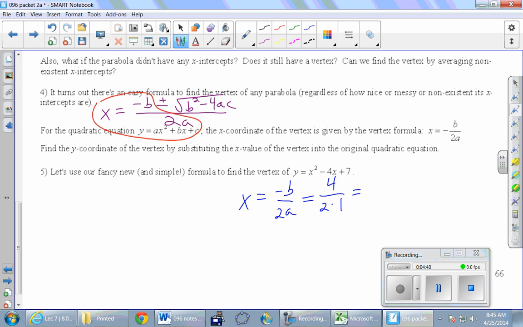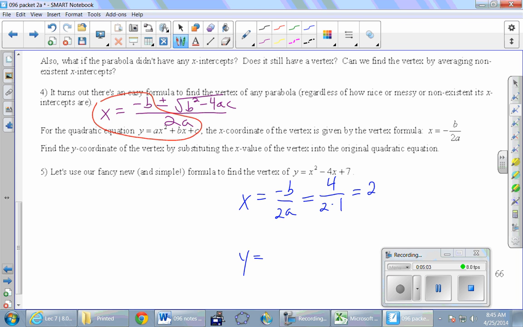Everybody okay with the a's and the b's that we plugged in? So this is just 2. X equals 2 is the x coordinate of the vertex. I can't say that x equals 2 is the vertex. The vertex is a point and it has two numbers. This is the x number.